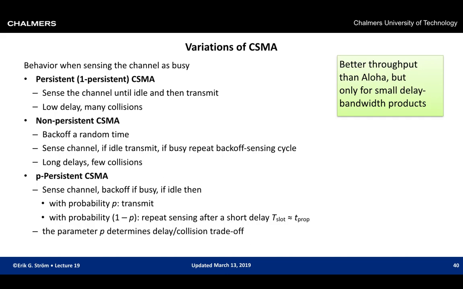I'll let you go back to this, but the overall conclusion is that we have better throughput than ALOHA, but only if the delay bandwidth product is sufficiently small. So for a very large delay bandwidth product, we might as well go with ALOHA. We don't gain anything from carrier sensing.